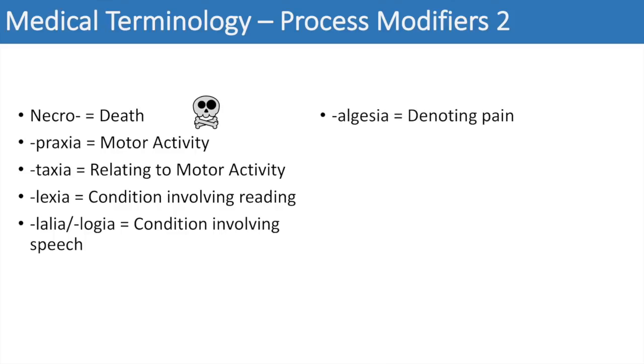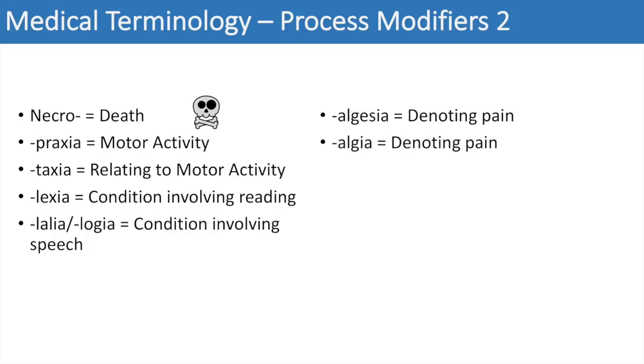Another suffix that is very important is algesia, which denotes pain. We're all very aware of analgesic or analgesia. So an representing lack, and algesia or algesic representing pain. So lack of pain. An analgesic is something that we use to remove pain or to reduce pain.